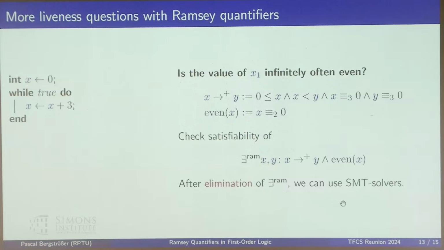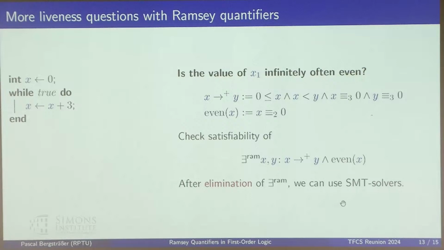Okay, I said we can do more liveness than just termination or non-termination. So let's take a look at this example here. This is a Büchi condition, what we want to check here, and it's a form of linear liveness. Here we have a program that starts with 0, and then we just add 3. Okay, can we reach an even number of x infinitely often?